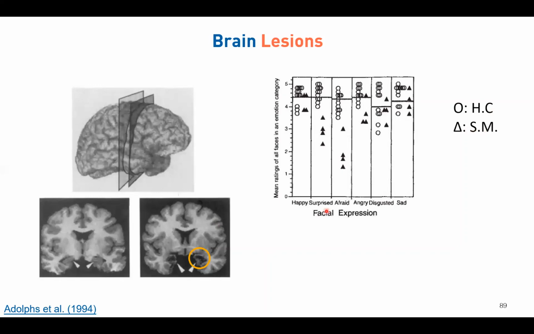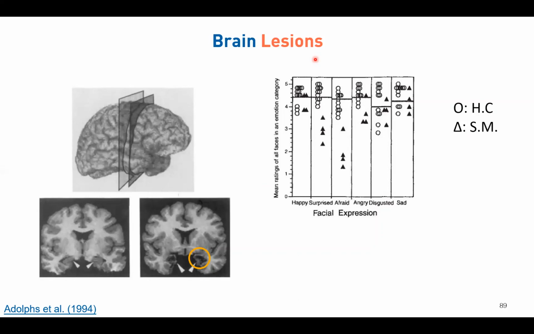So again, this is a graph. What we do is we look at the axes. Here, the x-axis shows the facial expression: happy, surprised, afraid, angry, disgust, and sad, okay? And the y-axis means the mean rating of all faces in an emotion category. It's basically asking the participants to categorize the faces. So what is the accuracy then?